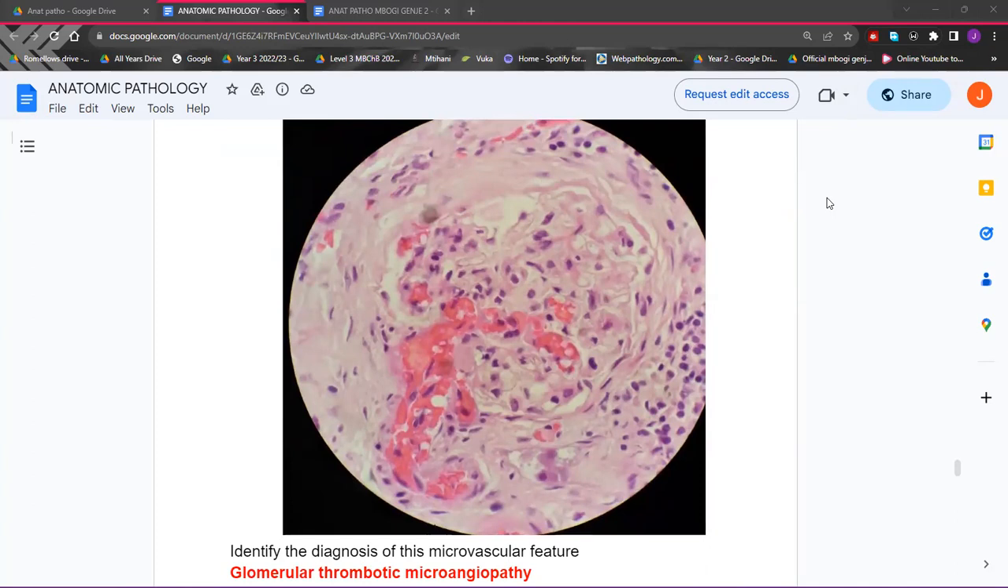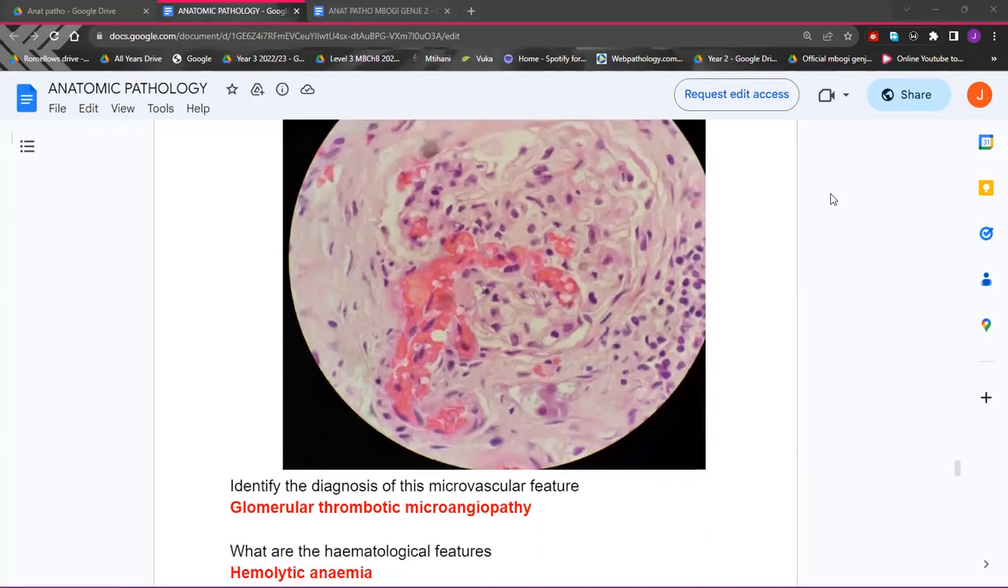What hematological features do you expect a person with glomerular thrombotic microangiopathy to present with? What are some of the hematological features you expect them to present? Things like hemolytic anemia and thrombocytopenia. Right? So those are the correct responses for that. Any others that you'll expect? So we'll move to the next pathology.